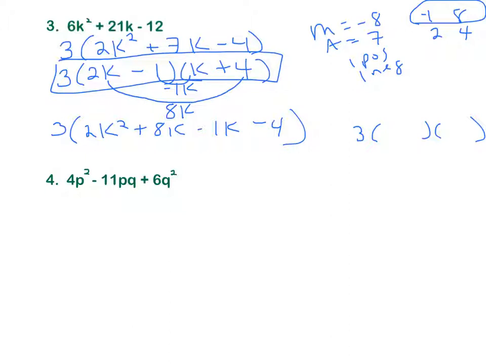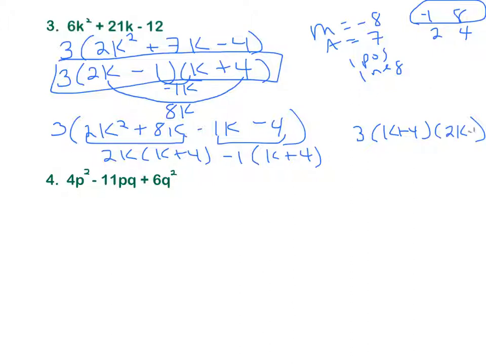So at this part, I'm just going to go through the process of factor by grouping, and I'll take out a 2k and get a k plus 4. Here I can take out a -1, and I get k plus 4. And so what I'm going to have here is k plus 4 and 2k minus 1. And you'll see that that 3 is in the answer.